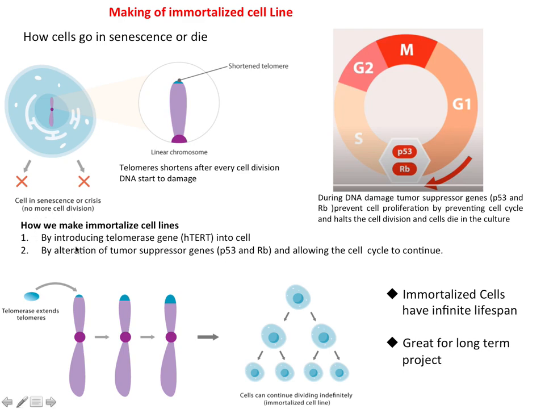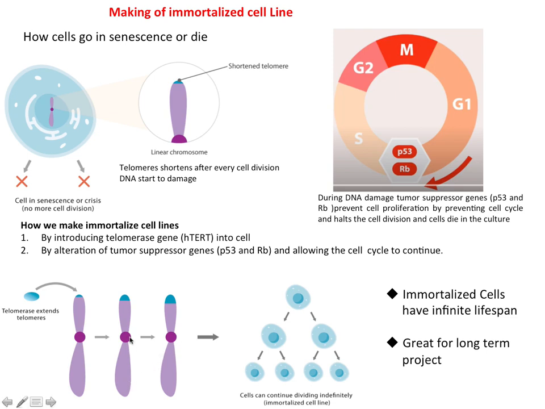So how do we make the immortalized cell? There are two strategies. First strategy, we can introduce the telomerase gene into the cell. Telomerase is an enzyme which can form the telomeric region in the chromosome. If you introduce the telomerase gene, like hTERT, this is one strategy. Another strategy is the alteration of tumor suppressive genes. If we suppress the expression of P53 and RB genes, in this way we can allow the cell continuous cell cycle.